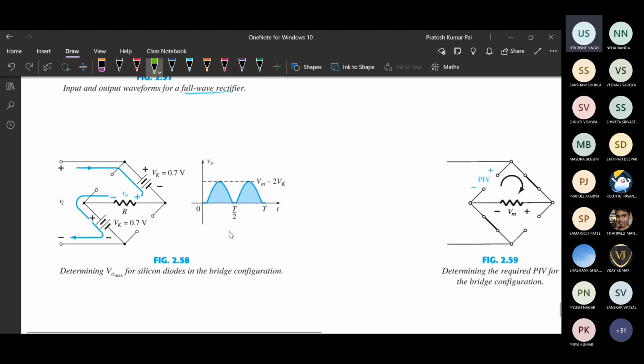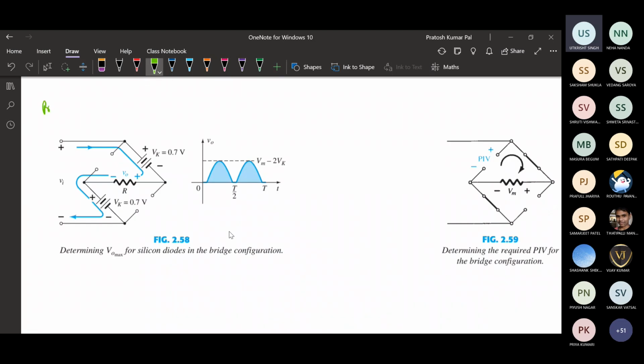This is the case of an ideal diode. If a practical diode is there, the only difference is that the maximum output will be Vm minus 2 times the knee voltage, because two diodes are turning on at the same time, so a 2 Vk difference will be there in the maximum value. So this is the practical diode case output.